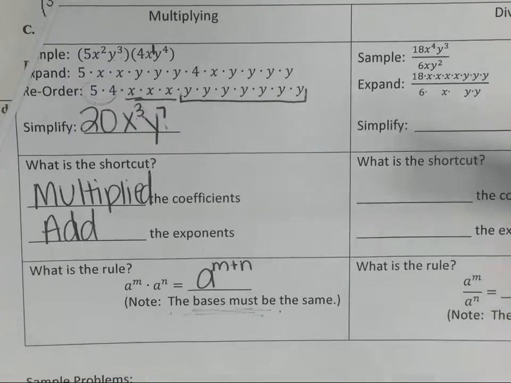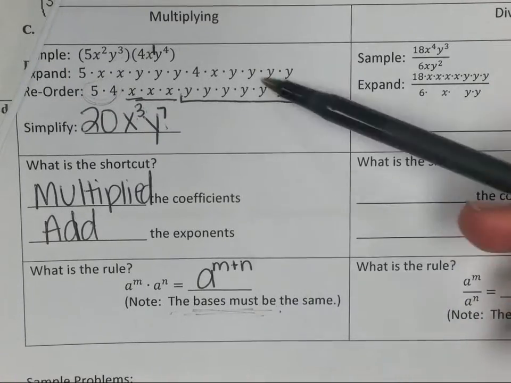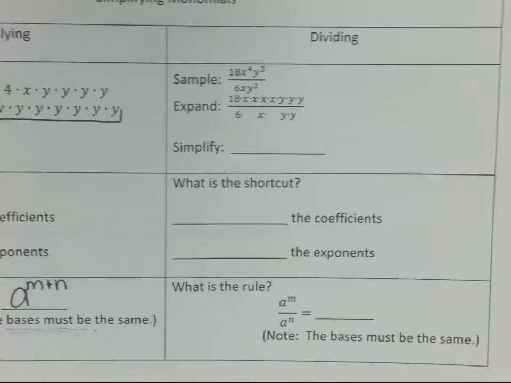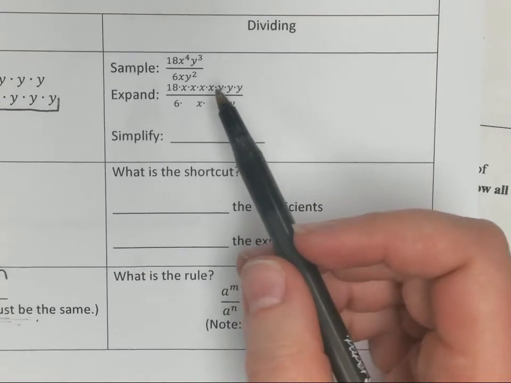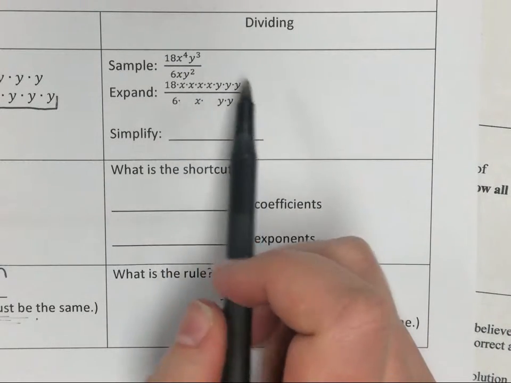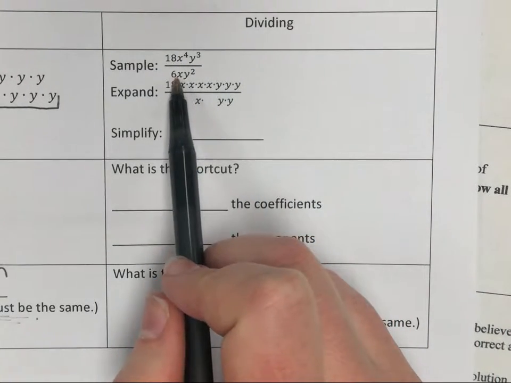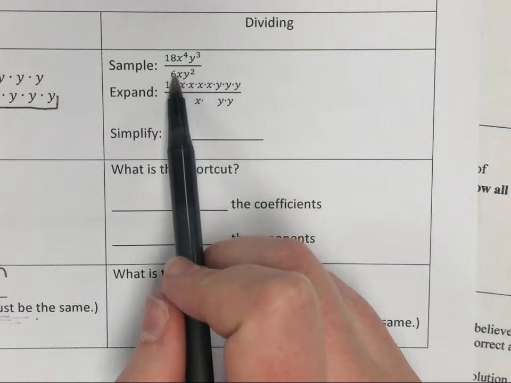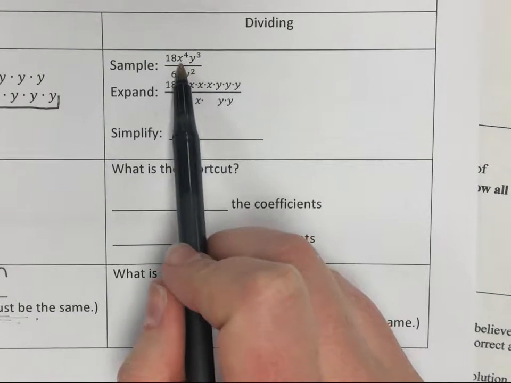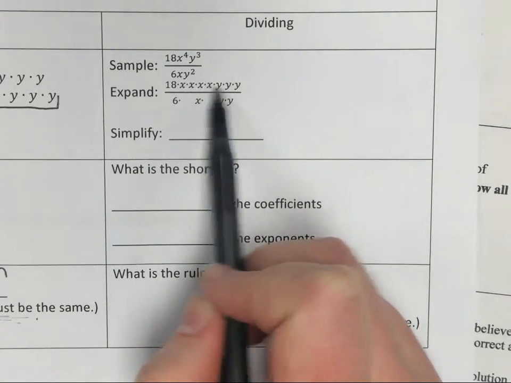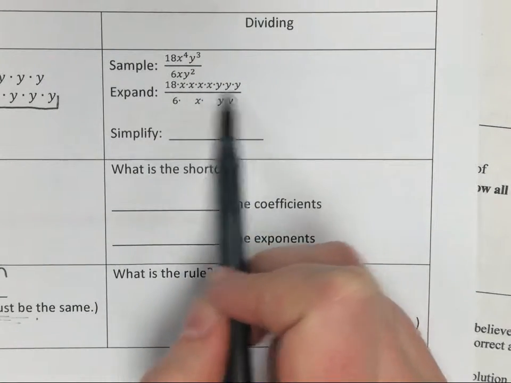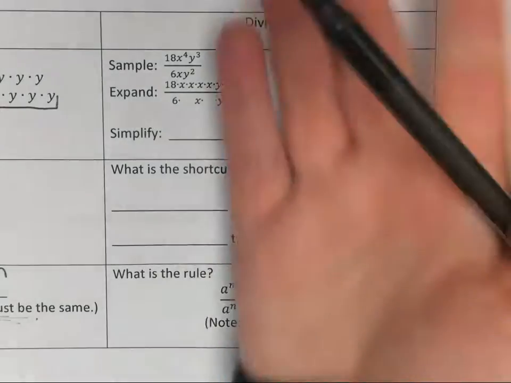Okay. Did y'all have any questions on these? I saw lots of good answers. Y'all were doing really well on this. Okay. Dividing. Y'all had a little bit more of a struggle with dividing. So again, they expanded it. So 18 x to the 4th y cubed divided by 6xy squared. So x to the 4th became x, and x. Y cubed was 3 y's multiplying, and then y squared is 2 y's. Okay? So you guys were okay.